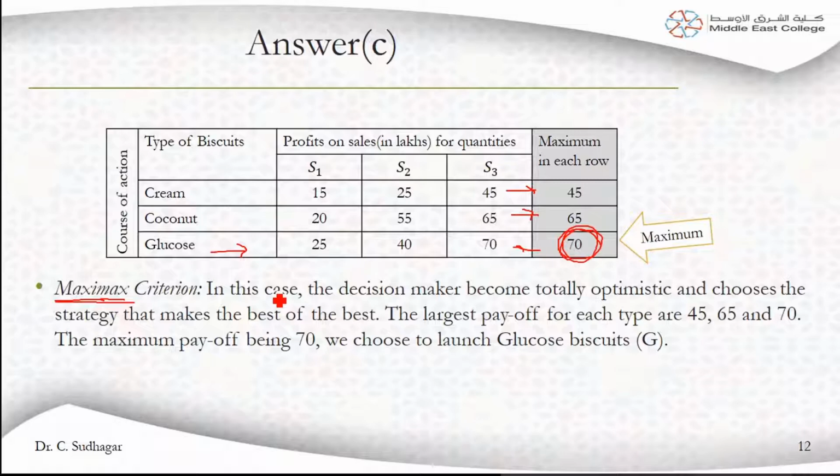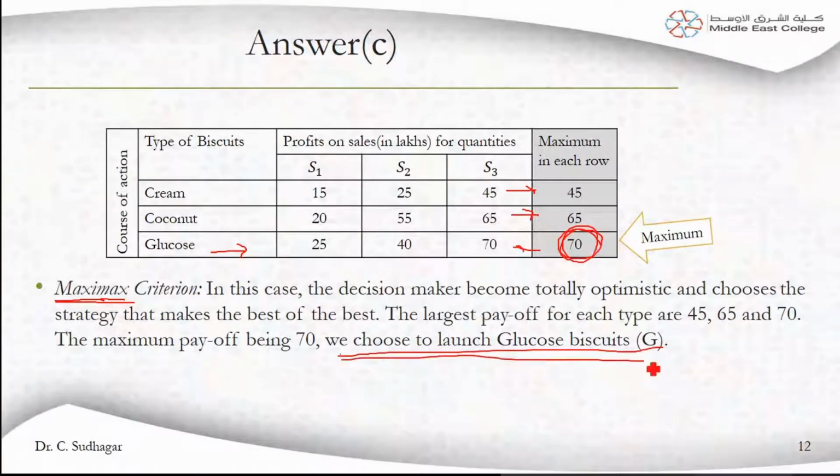Okay, so in all decision making problems, finally you should write the decision. That is very important for us. Writing the steps is part of that, and after writing the steps, apply the rules and finally write what your decision is. From this 70, what you are going to get, we say that we are going to manufacture the glucose biscuit.